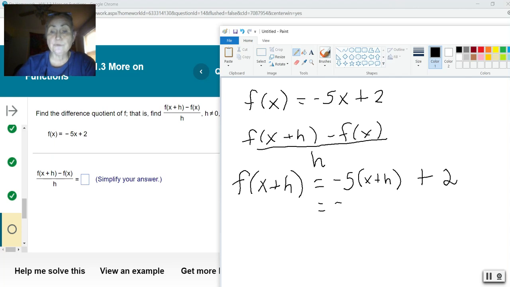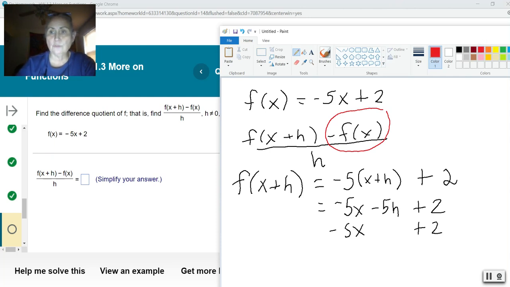We're going to distribute negative 5 times x, negative 5 times h, negative and positive make a negative, or you can just write a minus, and plus 2. We're completely done with the f of x plus h. Now from that, notice what this says. Subtract away everything that was in the original function. So let's see, my original function, negative 5x plus 2, and I have to subtract this whole thing.